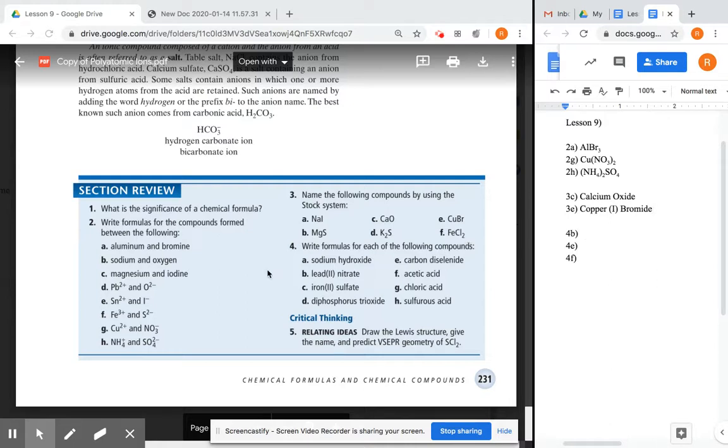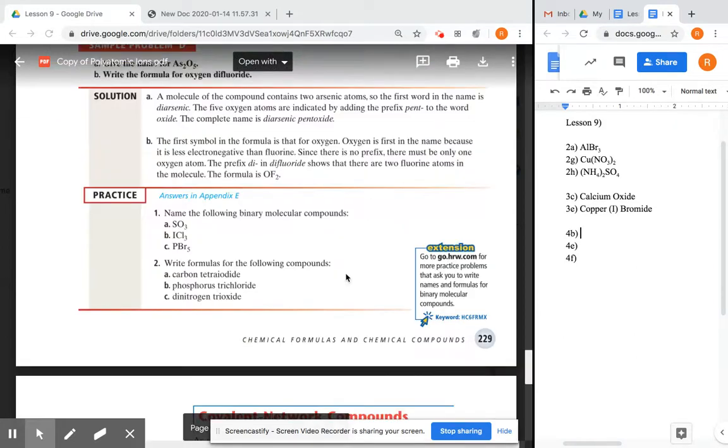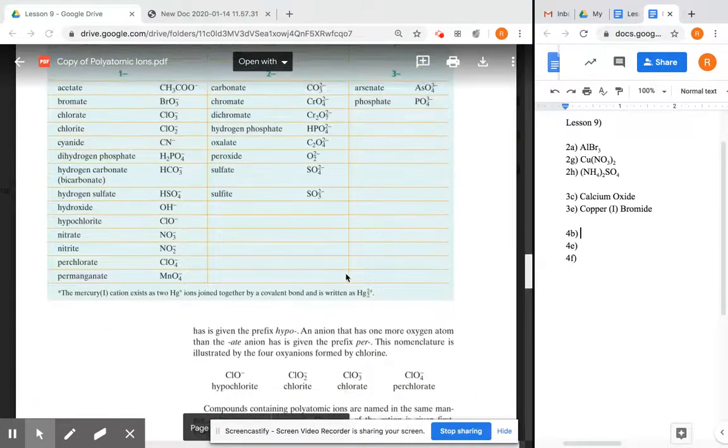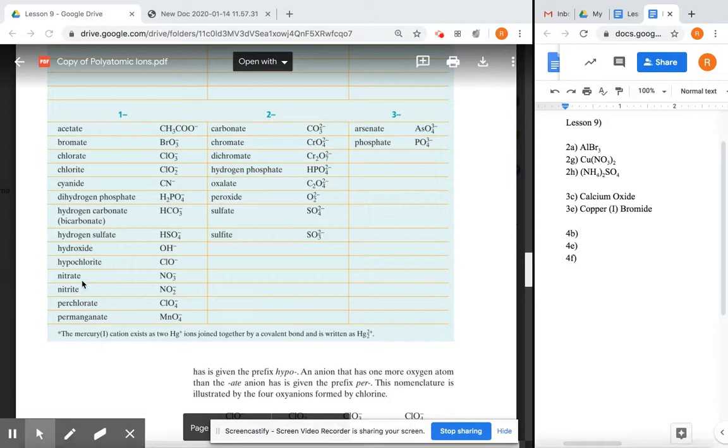Moving on to 4B, which is to write the formulas for each of the following compounds. So 4B, lead(II) nitrate. So we need to know what nitrate is. Remember, nitride means that it's just a nitrogen, but nitrate is a polyatomic ion. So we know that lead has a +2 charge, and nitrate, we need to figure out what the formula for that polyatomic ion is. So let's go up to our polyatomic ion list. Nitrate is NO3 with a single minus.